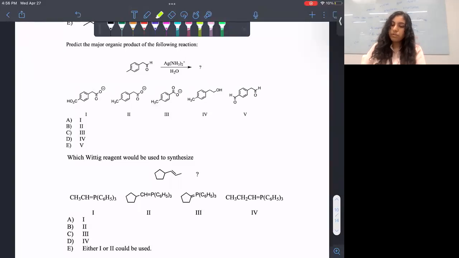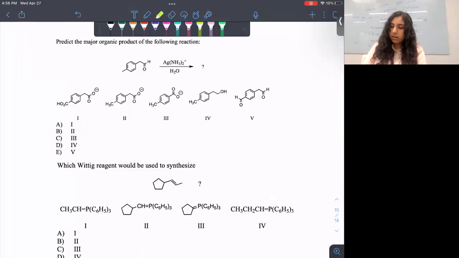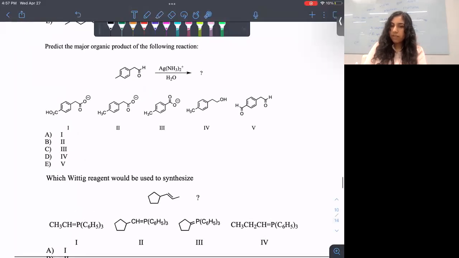Yep, this one is going to be number 2. So remember, whenever you have an aldehyde and these reagents, you turn the aldehyde into a carboxylate. The only case where that happens is option 2.